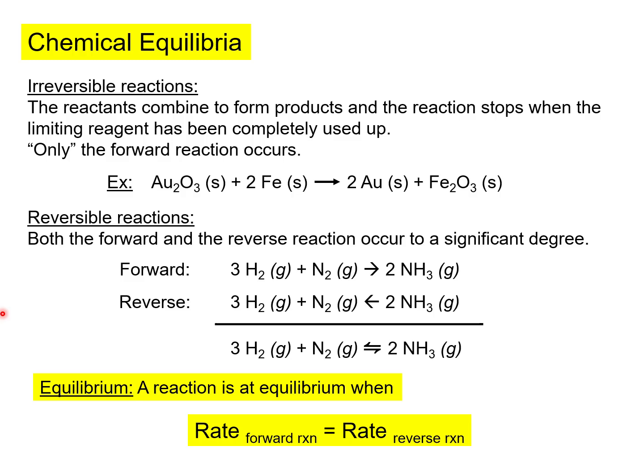So a reaction is at equilibrium when the rate of the forward reaction is equal to the rate of the reverse reaction. So looking back at this example, we have just as much ammonia being formed as we have ammonia being broken back down to reform the reactants.